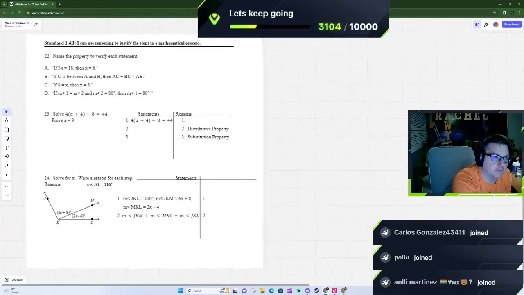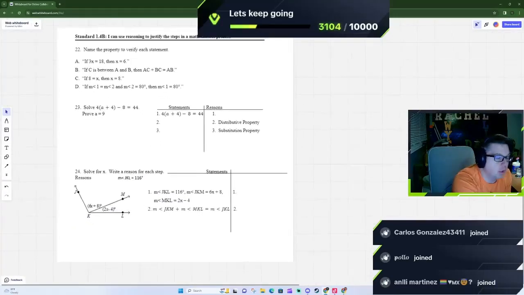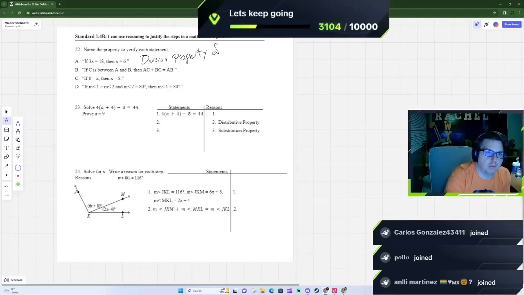All right. This one, we need to use a lot of justification in what we did. So if 3x equals 18, then x equals 6. What property could we use? What would we do to tell us that? Well, we could do the division property of equality, because if I divide both sides by 3, then I get my answer: x equals 6.